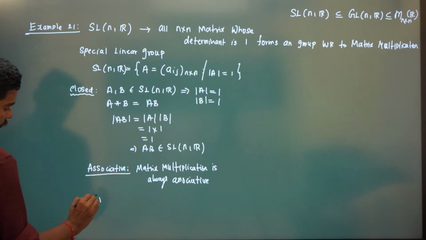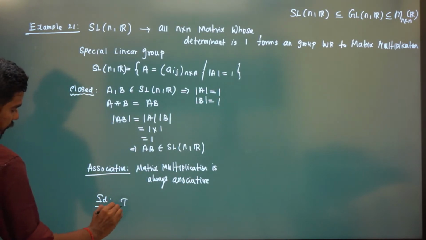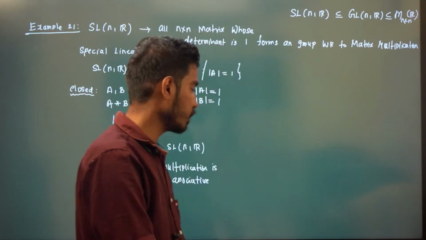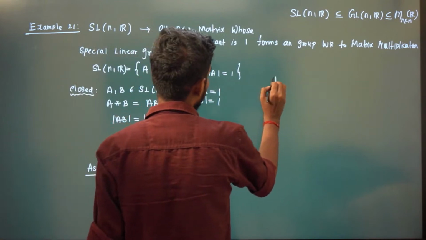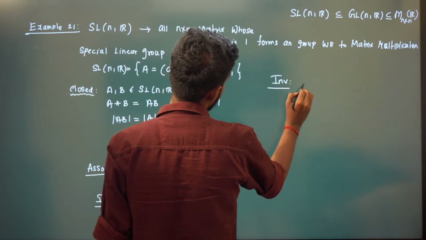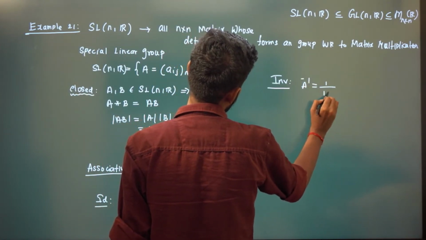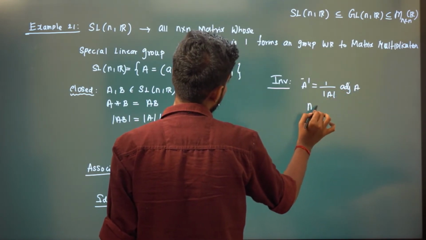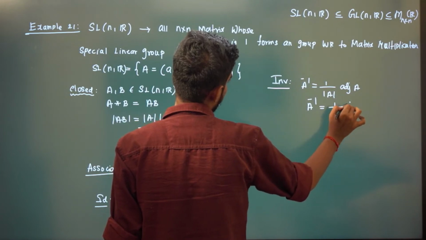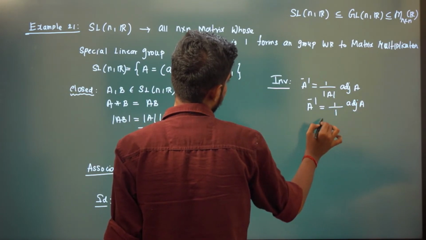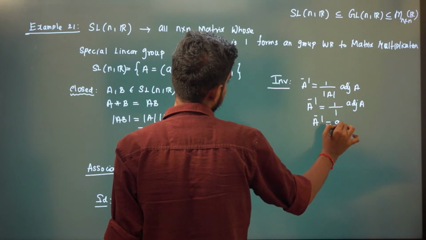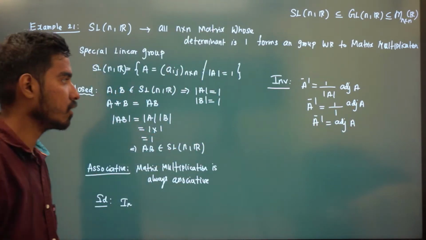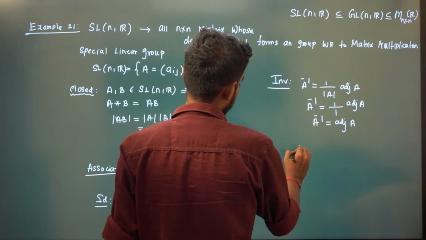And what about the identity element? Again, In is our identity element. Identity matrix determinant is 1, right? So that means it will be an identity element. And what about the inverse? A inverse is 1 by determinant of A into adjoint of A. Since determinant of A is equal to 1, it will be 1 by 1 into adjoint of A. So A inverse is nothing but adjoint of A. Right? So for every A, the inverse exists. That means it forms a group.